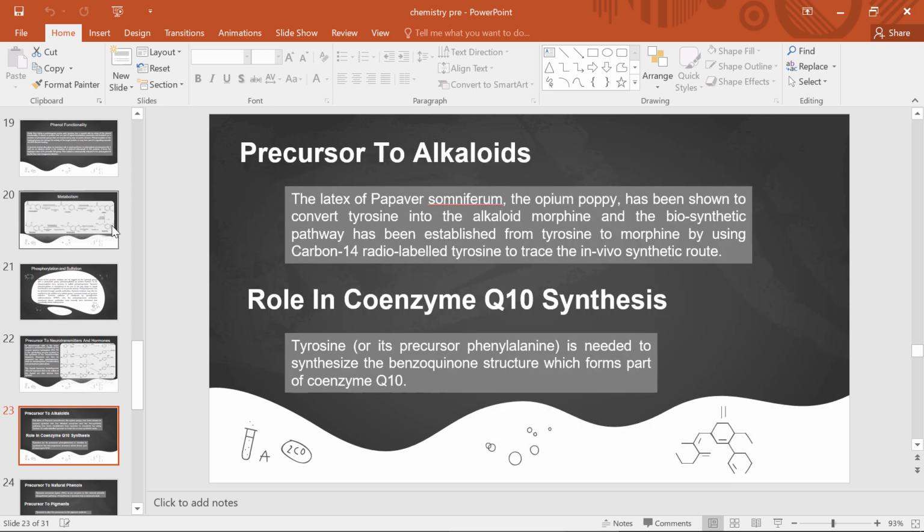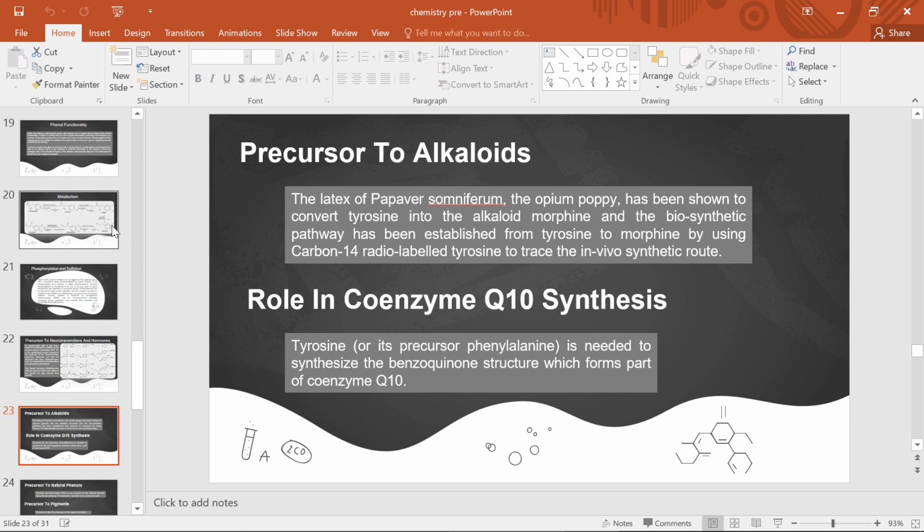Precursors to alkaloids. The latex of Papaver somniferum, the opium poppy, has been shown to convert tyrosine into the alkaloid morphine, and the biosynthetic pathway has been established from tyrosine to morphine by using carbon-14 radio-labeled tyrosine to trace the in vivo synthetic route. It is also used in the radioactive process in the in vivo synthetic route. In vivo means it is tested inside living organisms, on the whole human or any living being.